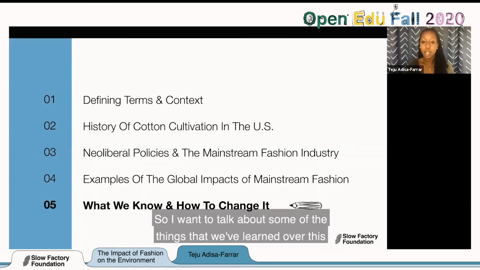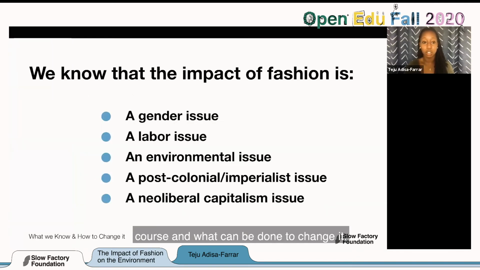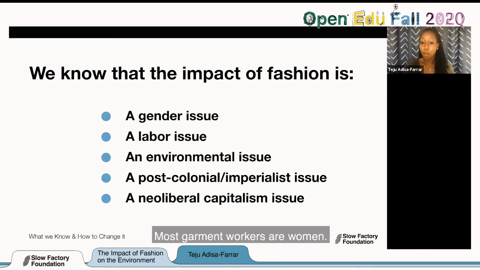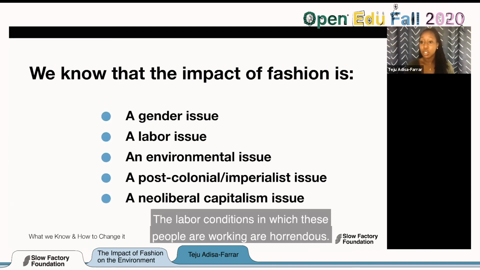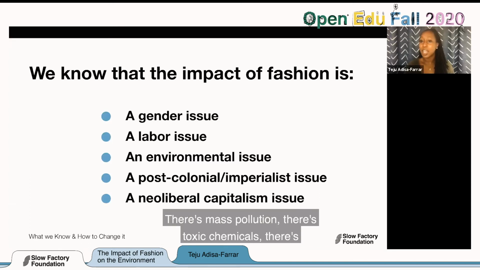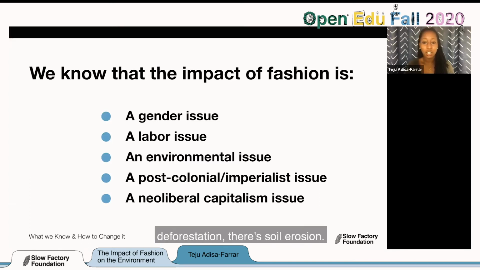So I want to talk about some of the things that we've learned over this course and what can be done to change it. So we know that the impact of fashion is a gender issue. Most garment workers are women. We know it's a labor issue. The labor conditions in which these people are working are horrendous. They're violent. We know it's an environmental issue. There's mass pollution. There's toxic chemicals. There's deforestation. There's soil erosion.